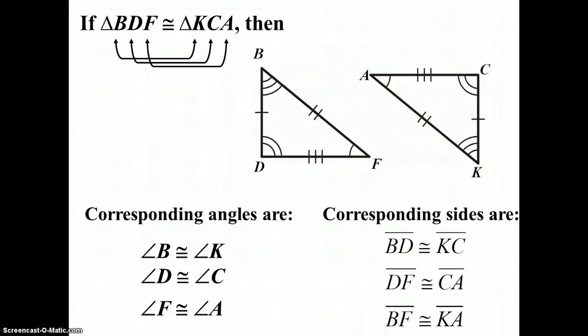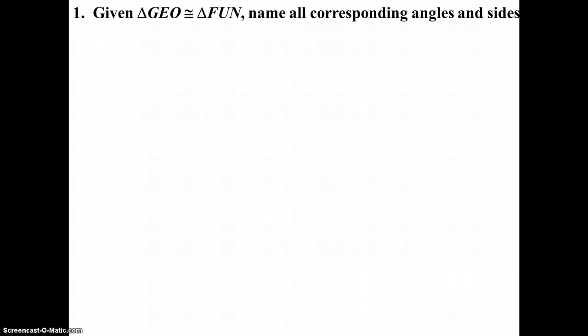Pretty cool. All right, so now I'm not giving you a picture this time. I'm just going to give you a congruency statement. I'm giving you that triangle GEO is congruent to triangle FUN. Get it? Okay, so what I want you to do is name, using the correct notation, all the angles that are congruent to each other and all the sides that are congruent to each other. We'll wait a minute and let you go.